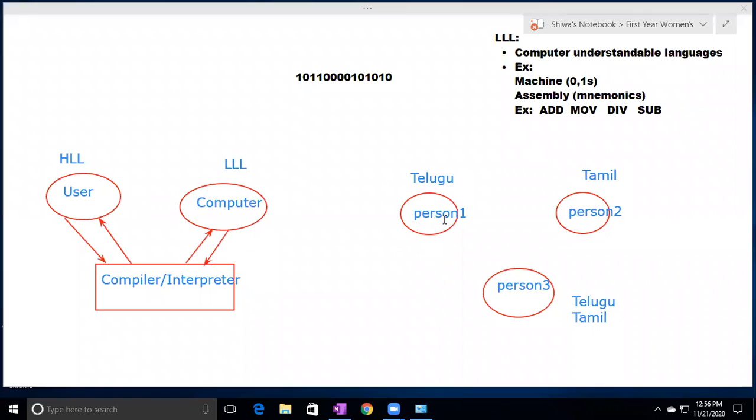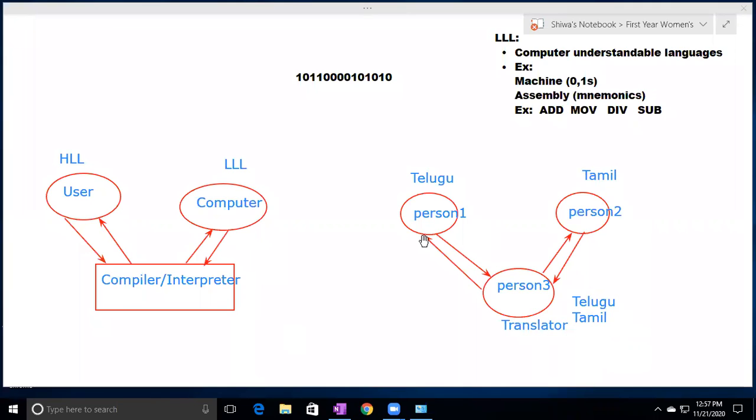Once again, I'm repeating: the first person knows only Telugu, the second person knows only Tamil. They want to communicate, but a communication gap is occurring. So they meet another person who knows both Telugu and Tamil. If the first person talks in Telugu, the third person translates that into Tamil. If the second person talks in Tamil, the third person translates that into Telugu. So this third person is working like a translator.